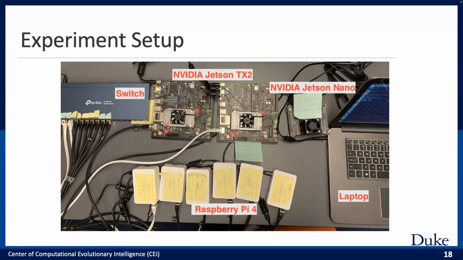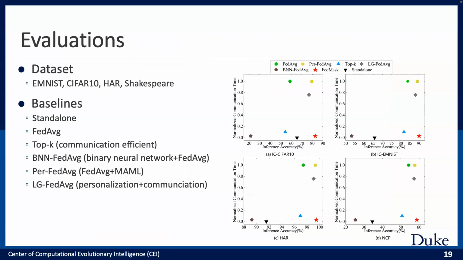So we train this whole design using the real system, which here we have the NVIDIA Jetson TX2 or Nano or some Raspberry Pi, and then we have a switch connecting all of this. They show the different parameters and also the different performance, even from different data, and the result basically shows here.